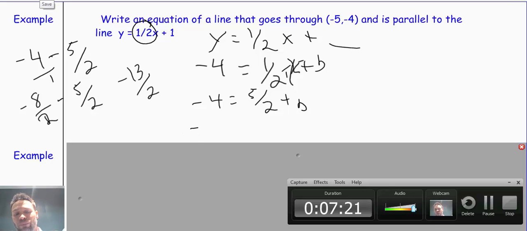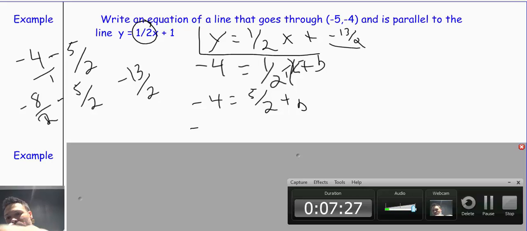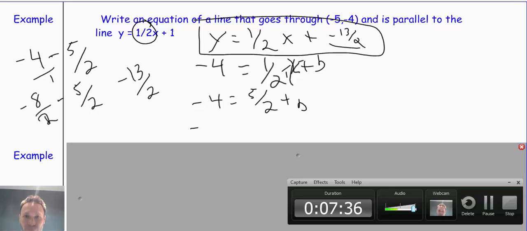So that means that number goes right here, and that's the equation of my new line. Okay? So again, the process is take the slope from the original line and plug it into your new equation. Right? That's what we did. Then we took the point that the new line has to go through, plugged those x and y values into our equation and solved for the y-intercept. That's something we've been doing for a couple of days.